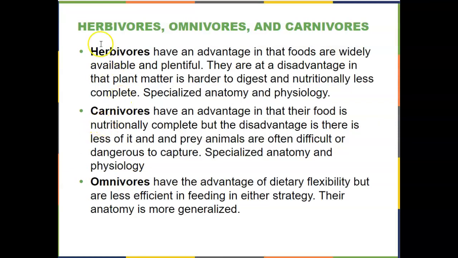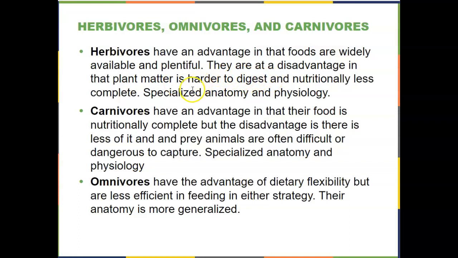There are some things to think about here. Herbivores, the reason they're so abundant is because there's a terrific amount of food available. It's plentiful and widely distributed and doesn't get away from you. On the downside, one of the difficulties of being an herbivore is that plant matter, because of the cellulose surrounding plant cells, is really quite difficult to digest for most animals.